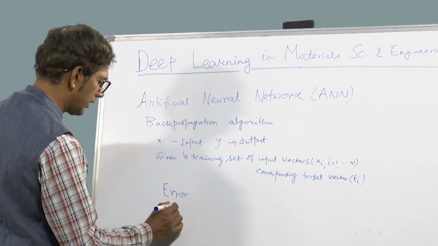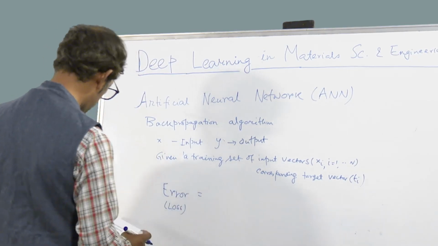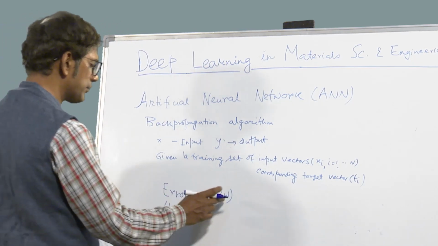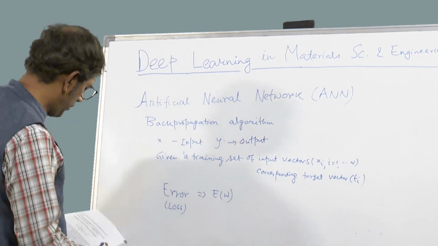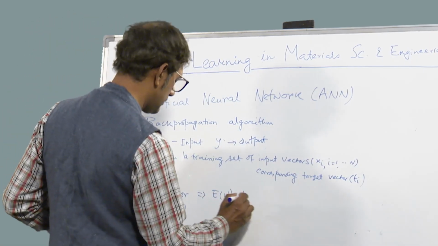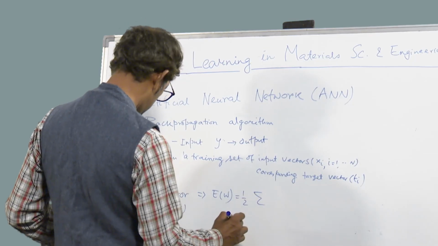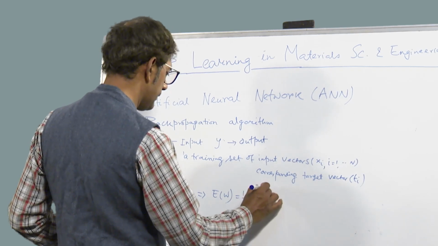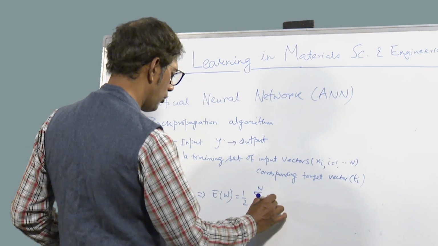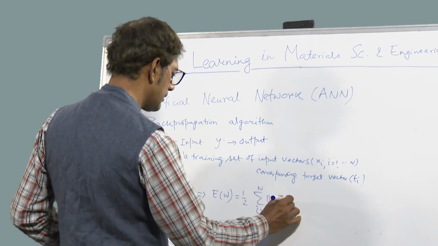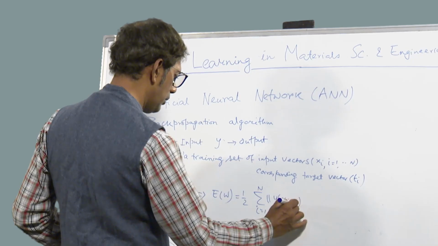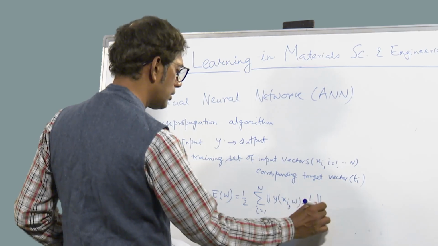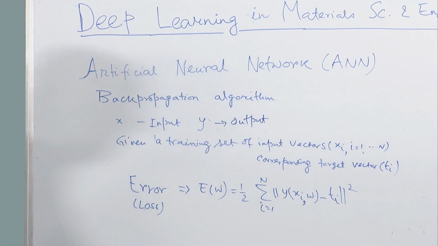Machine learning loss is more widely used. So, error is nothing but a function of W. We always write in terms of W because weights are written in terms of W. So, that is nothing but a half, sum it over i goes to 1 to capital N, mod y(xi, w) minus ti, mod square. This is what your error function is.